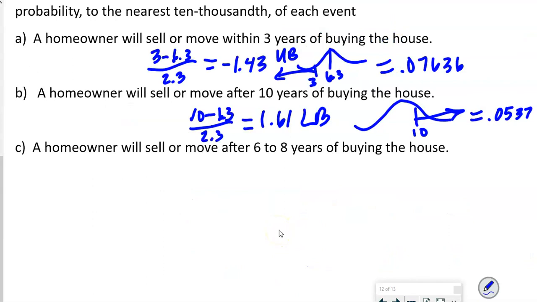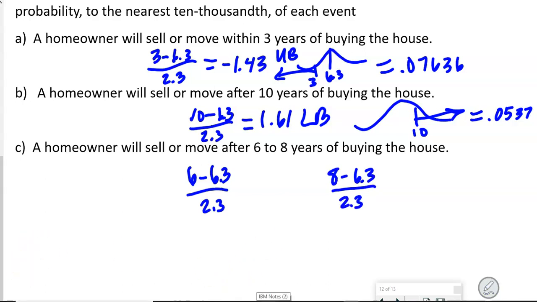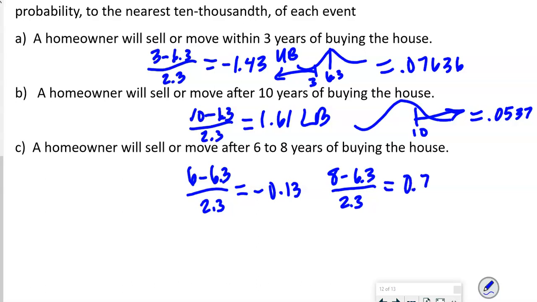Homeowner will sell or move after 6 to 8 years. Okay, so we're going to do our 6 minus our 6.3 again, divided by our 2.3. And we're going to do our 8 minus 6.3 divided by our 2.3. Okay. So respectively here, I got negative 0.13 here, and I got 0.74 there, okay? So again, this would be our lower bound, and the right one would be our upper bound.